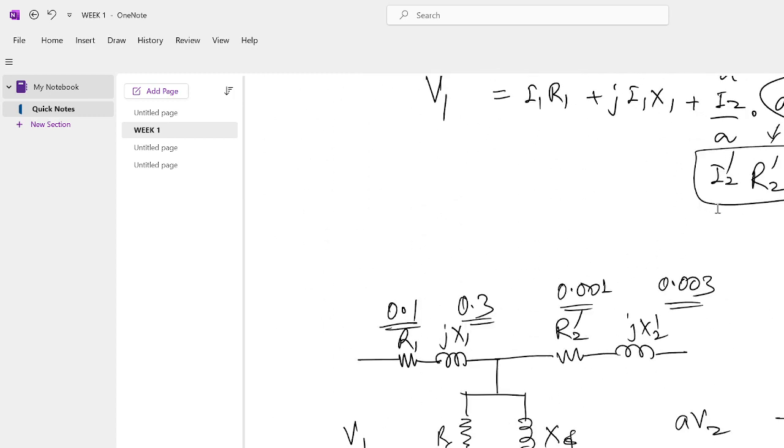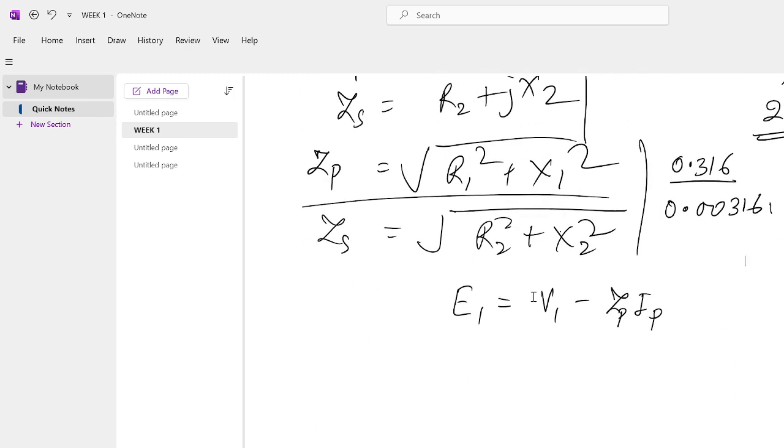So simply you need to subtract, since it is given that they are in phase. So E1 is equal to V1 minus ZPIP. Similarly, E2 will be equal to V2 minus Z2I2, using a simple KVL equation.